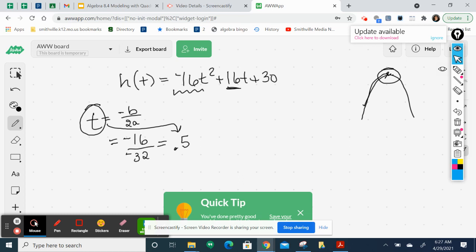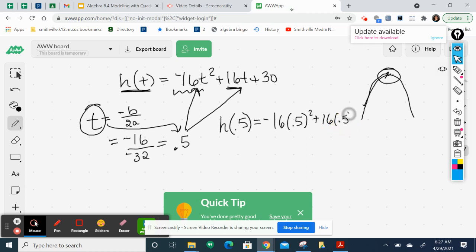If I want to know what the height of the highest point is, I need to solve for h, which means I'm going to plug t in, the time that I found, into every t. So I end up with h of 0.5, and I'm going to plug that into negative 16 times 0.5 squared plus 16 times 0.5 plus 30. And if I go ahead and use my calculator to figure that out, I think I get an answer of 34 feet.